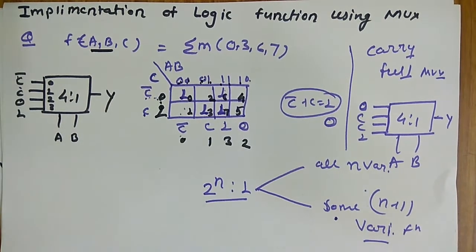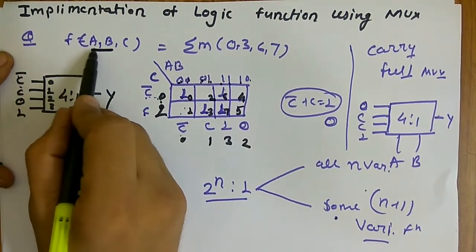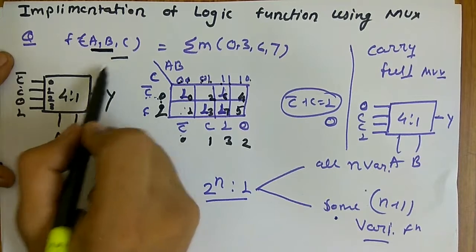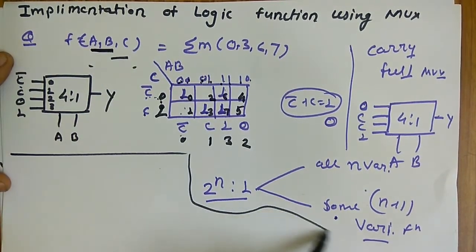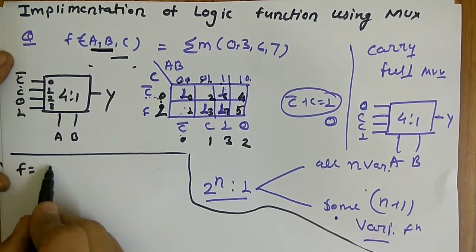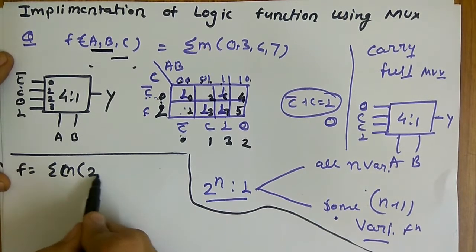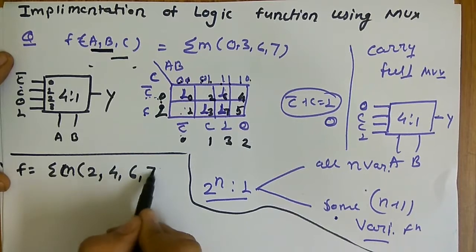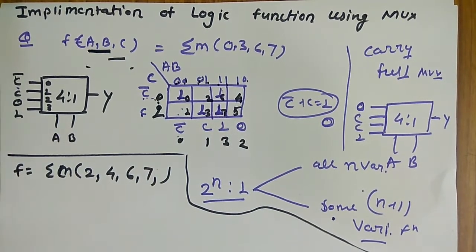So guys, now I'm taking the next example, and we will see it in a different way. Firstly I will take AB as the select line, then BC as the select line, then AC as the select line. So see the function. The function is f equal to summation of m 2, 4, 6, 7. Firstly I am taking AB as the select line.